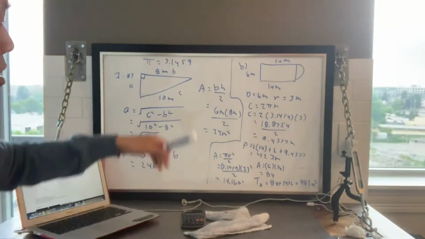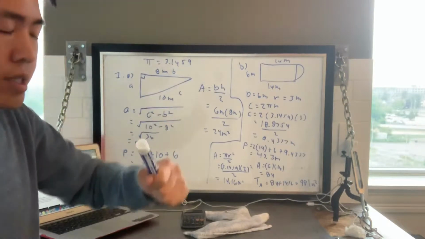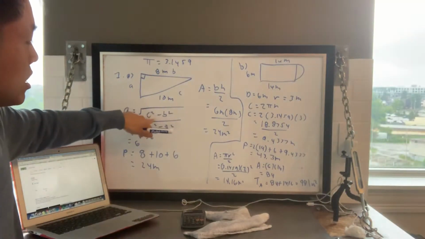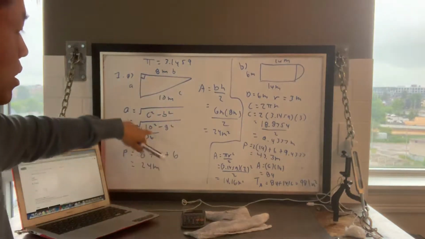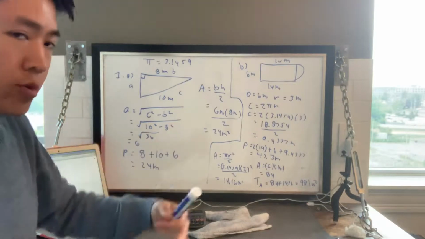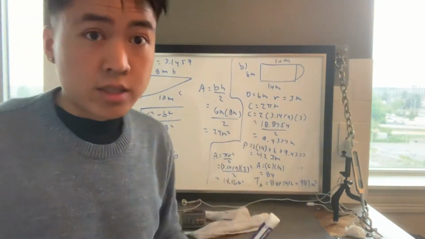I think I might have said angle, but no, I labeled them side A, B, and C. To find A, it would just be the square root of the hypotenuse, C squared, minus B squared. So you put 10 squared in there, subtract 8 squared. That would equal root 36. Now the square root of 36 is 6.